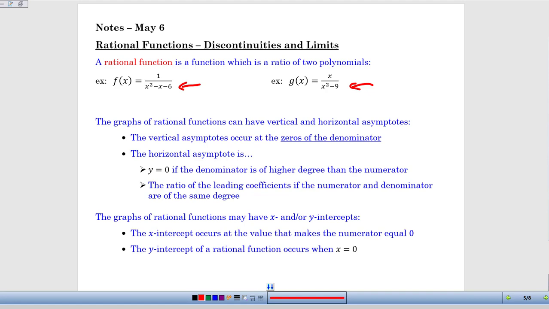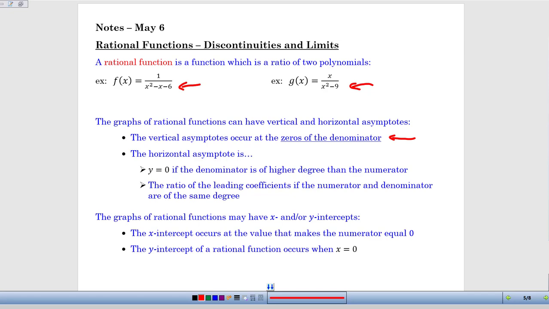And so hopefully we remember that the vertical asymptotes of a rational function occur when the denominator equals 0. So those were our vertical brick walls that our graph could not cross because those were values of x that we could not plug into our function. The rule for horizontal asymptotes was a little bit different though.